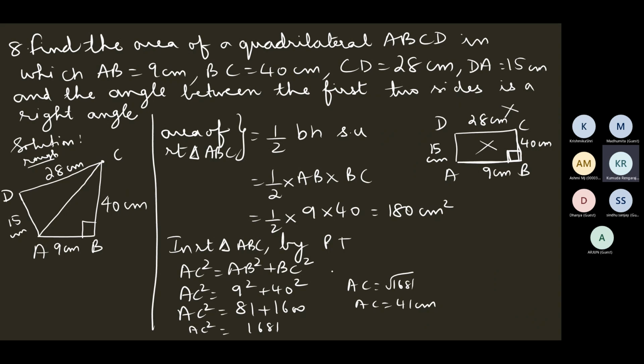Now we have to find the area of the other triangle ADC using Heron's formula. I think that you can do it. Please work, children. Write down the answer so far and calculate the area of triangle ADC using Heron's formula.